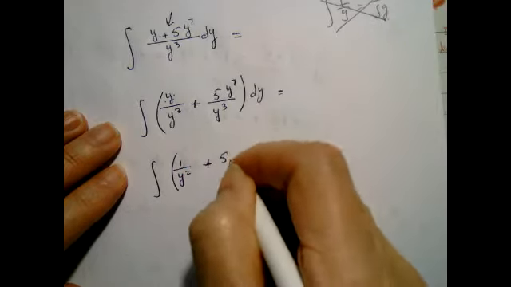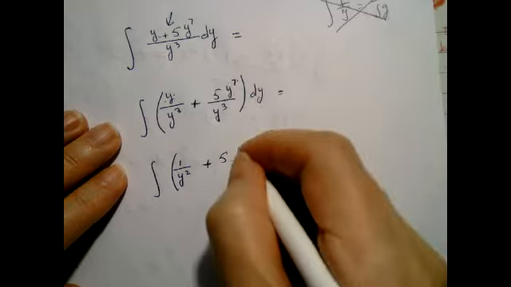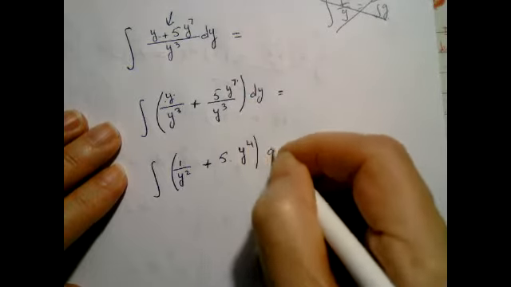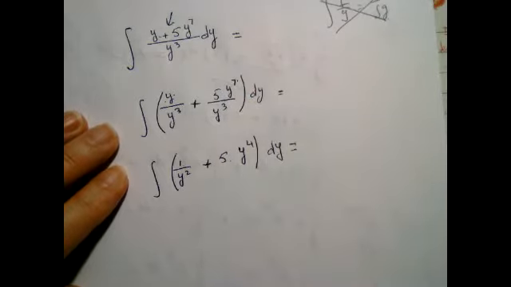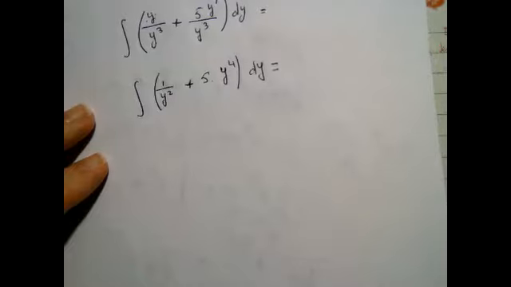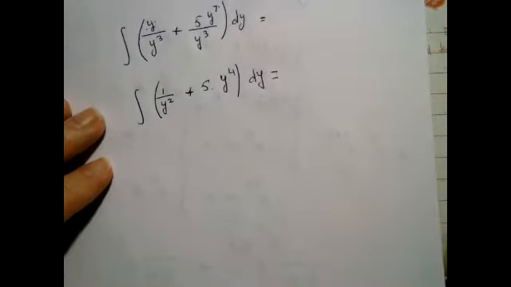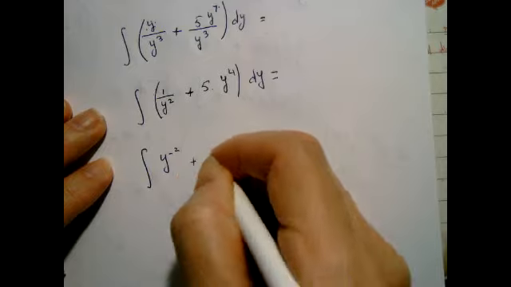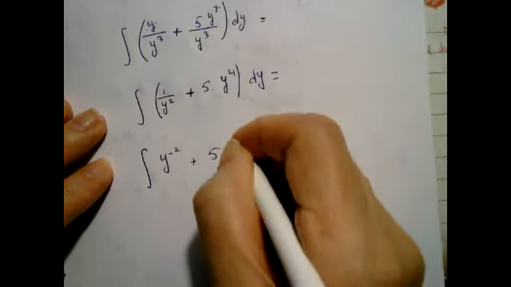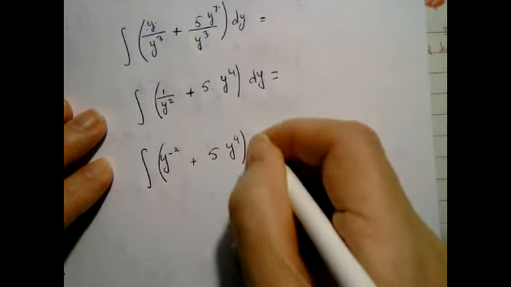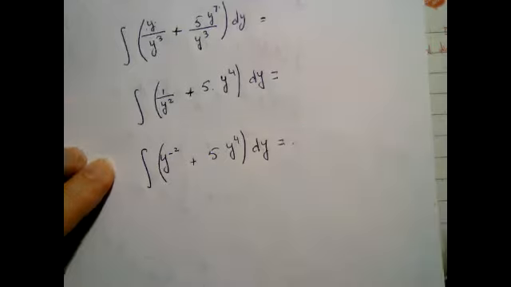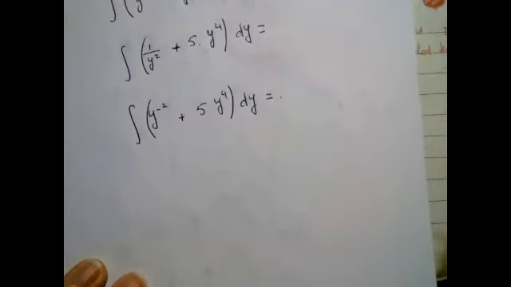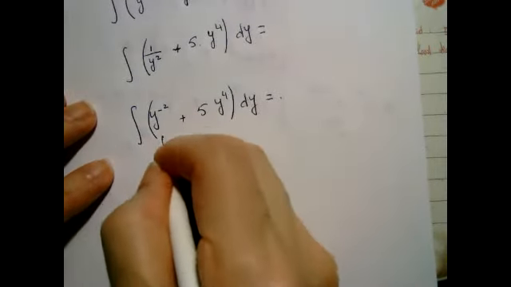plus y7 over y3 is y to the power 4 dy. At this stage, the problem is becoming fairly simple. Okay, so finally this is equal to the integral of y to the negative 2 plus y to the 4 dy. Equal to. And now we have to do that.